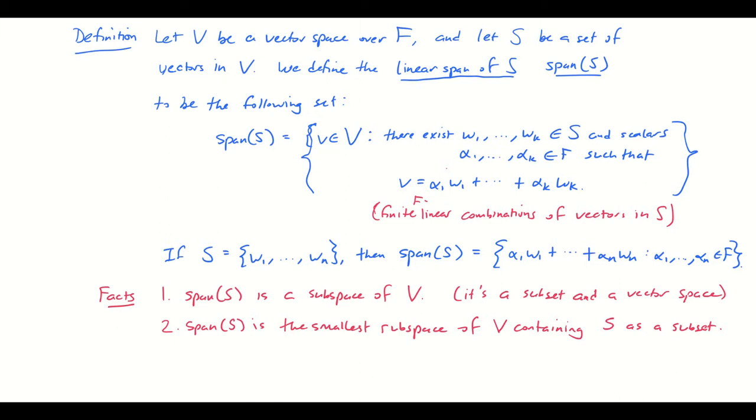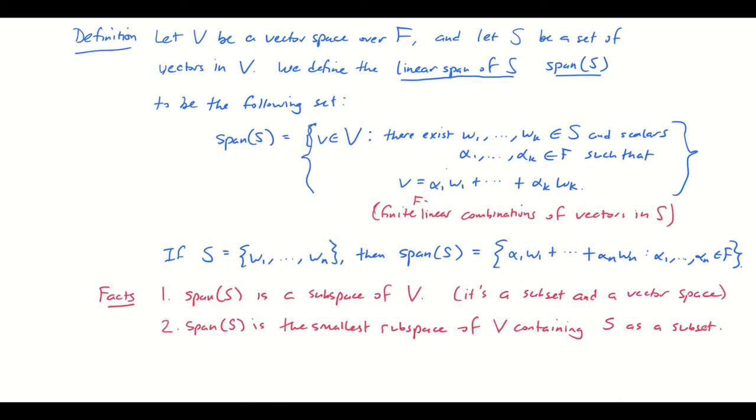Well, if I have a subspace, let's call it W, that contains S, so it contains w1, w2, up through wn, then what does that mean? Well, if it's a subspace, then it has to contain any scalar multiple of any of those vectors. So it's got to contain alpha 1 w1, it will have to contain alpha 2 w2, and so on. It will have to contain alpha n wn. And because a subspace is closed under addition, it has to contain the sum of all of those. So that's why I have to have all of these.